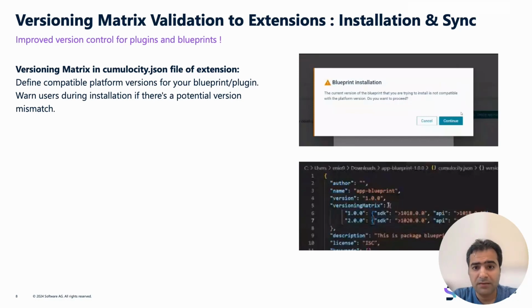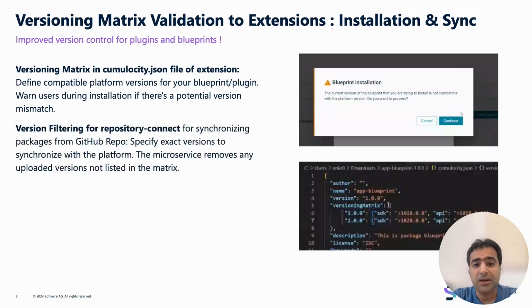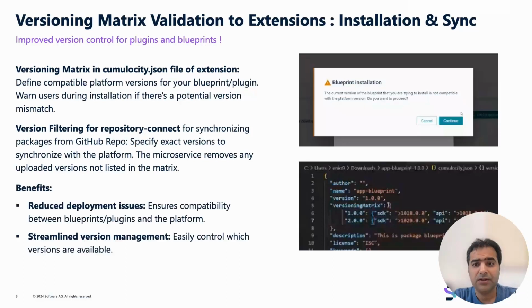Additionally, a similar version filtering capability has been added to the repository connect for synchronizing packages from GitHub repository. Developers can now specify the exact versions to be synchronized with the platform. The microservice automatically synchronizes that version but removes any other uploaded version not listed in the metrics. This provides streamlined version management to the developers and allows them to easily control the versions they want to be available to the users utilizing different application versions.